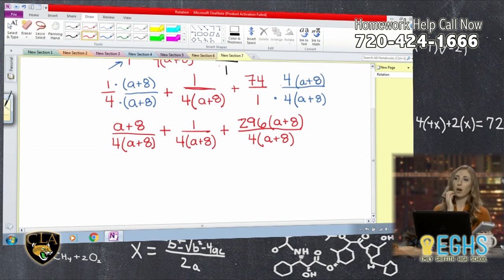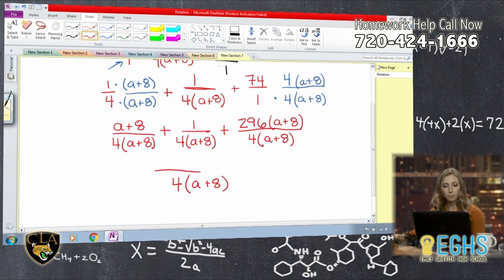Now, at this point, we have common denominators, and when we have common denominators, we can add our fractions together. Our denominator will be the same. For example, if I do 1/4 plus 1/4, we add our numerators and keep the same denominator. With these algebraic fractions, we're following the same rules that we would follow with regular fractions. So the denominator stays the same, and the numerators get put together. Our denominator on our new expression is going to be 4 times a plus 8, that's our denominator still from before.